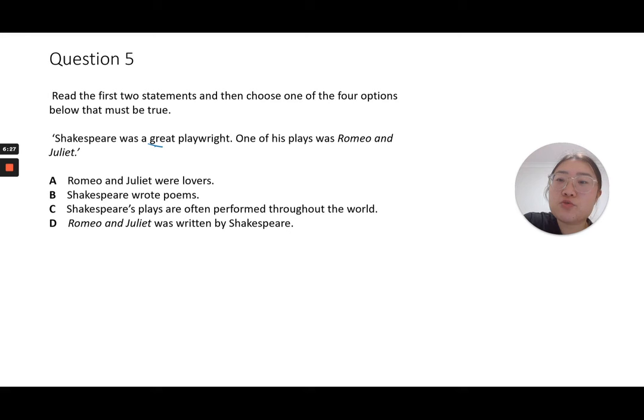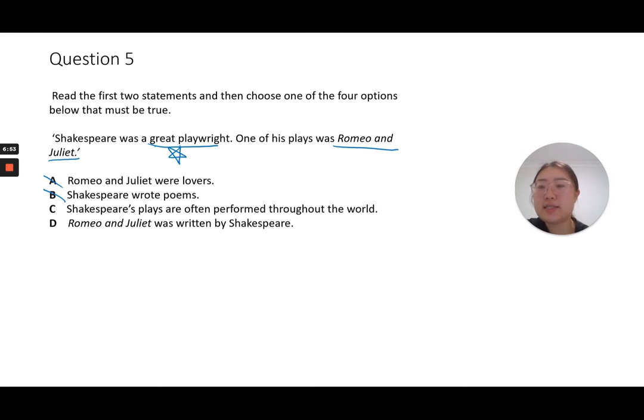So Shakespeare was a great playwright, so a person who writes plays, and one of his plays was Romeo and Juliet. That's all they've told us, okay? A, Juliet and Romeo were lovers. Yes, they were, but they don't mention that in the statement, so you can't choose A. Shakespeare wrote poems. Yes, he did, but we are not going to choose it because it does not say specifically in the statement. It says he wrote plays.